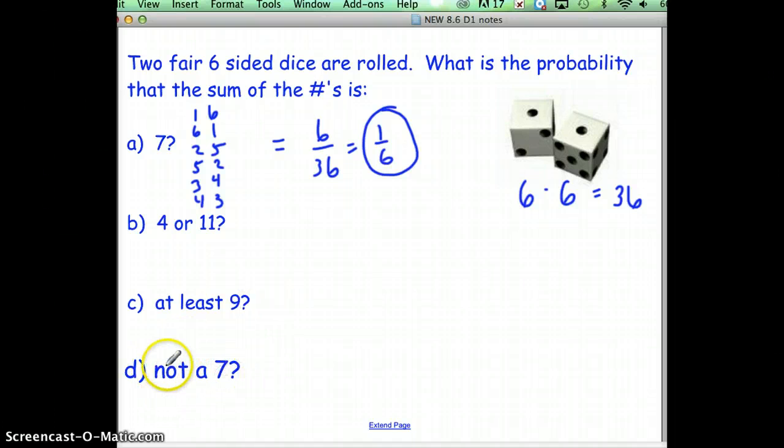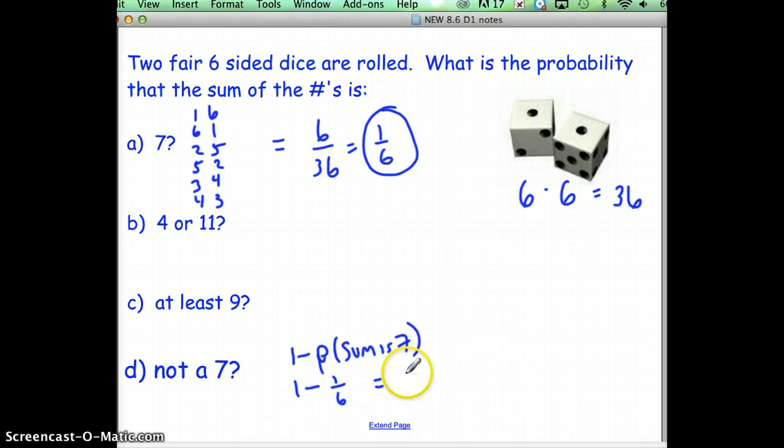Down here, what's the probability of not a 7? I could do that whole concept of the opposite. I could do 1 minus the probability that the sum is 7. Okay, so I could do 1 minus the probability that I do get a 7. Well, we just figured that out. It's 1/6. 1 minus 1/6 would be 5/6. So does that make sense? If the probability that the sum is 7 is 1 out of 6, then not a 7 would be the other 5 out of 6.